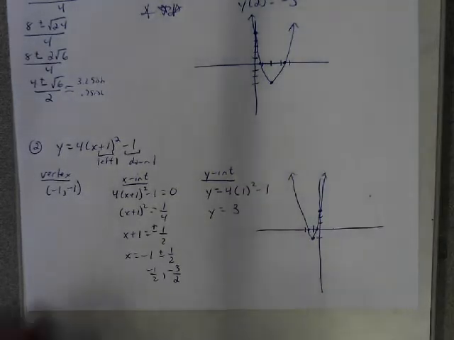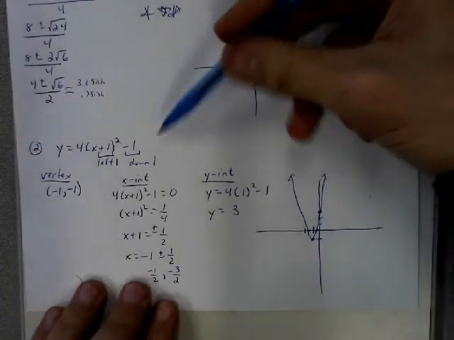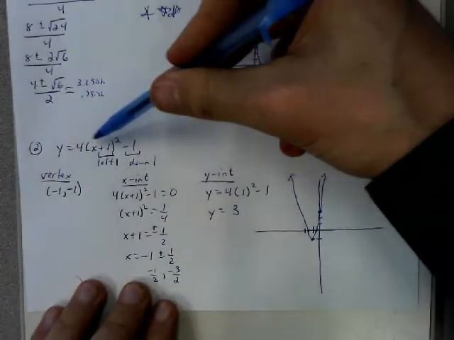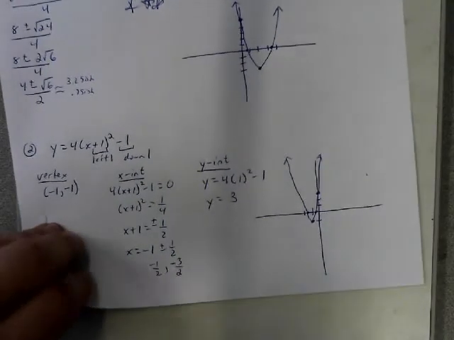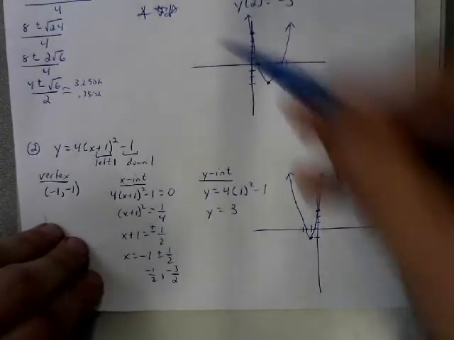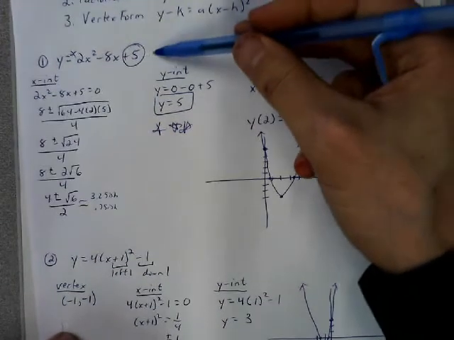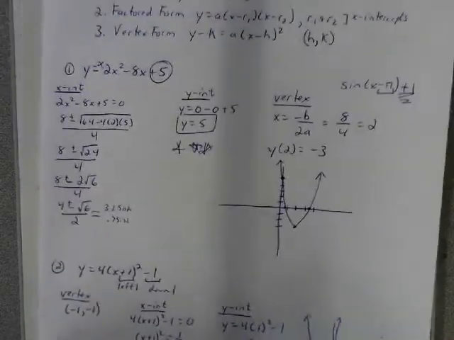Again, it's pointing up because the a value is positive. By the way, we could convert this to standard form very easily by FOILing this out, distributing. And in class, when you guys return to school, we will actually convert standard form in problem number 1 to vertex form using the completing a square in the last unit.